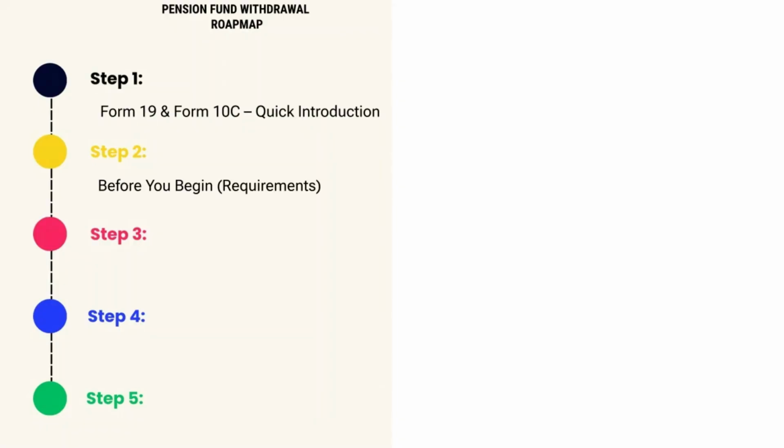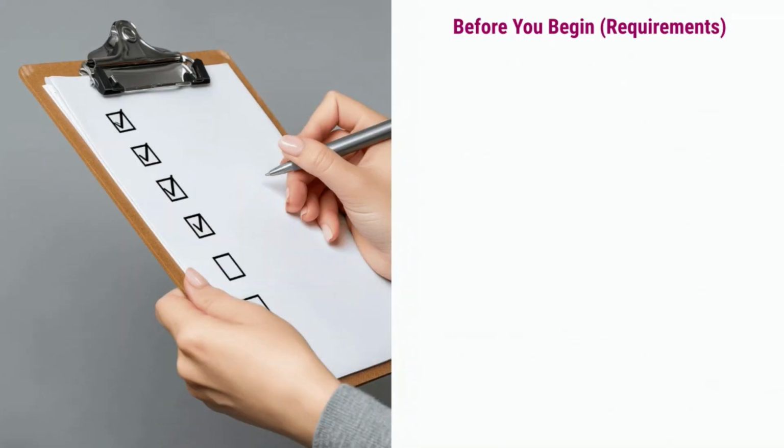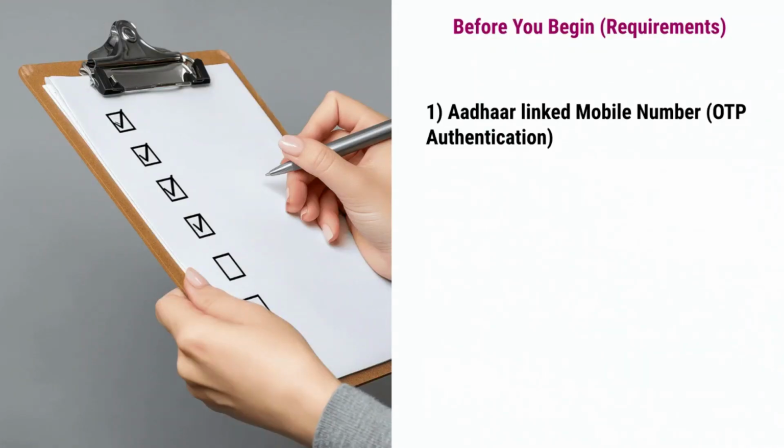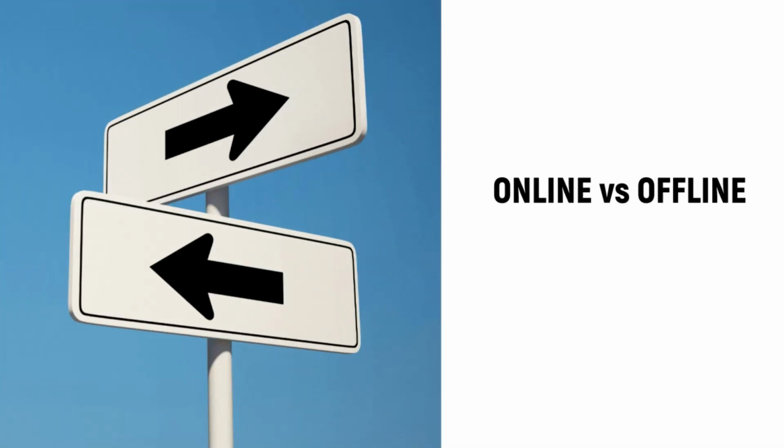Step 2. Before you begin, requirements. Before applying, keep these documents ready: Aadhaar linked mobile number for OTP verification, and a cancelled cheque for bank verification. There are two ways to withdraw pension funds, online and offline. In this video, I will show you how to do the online process step by step.